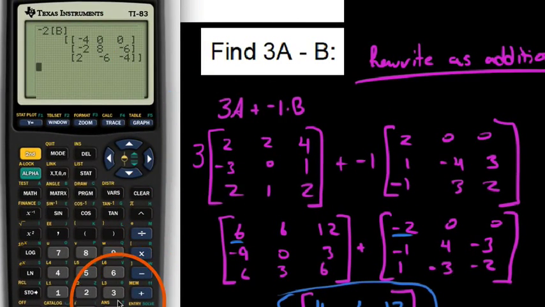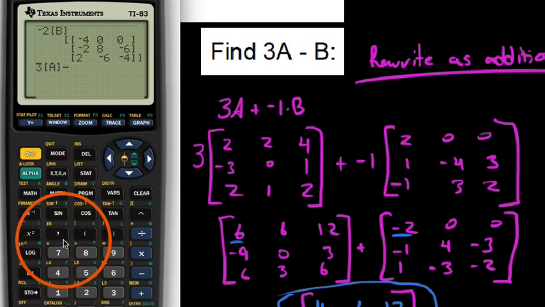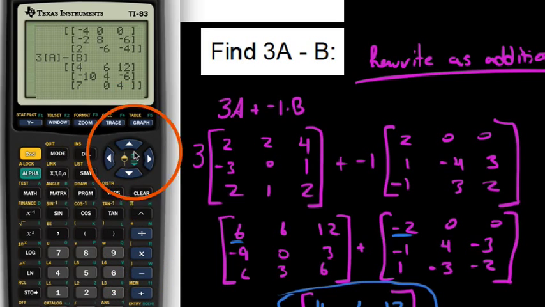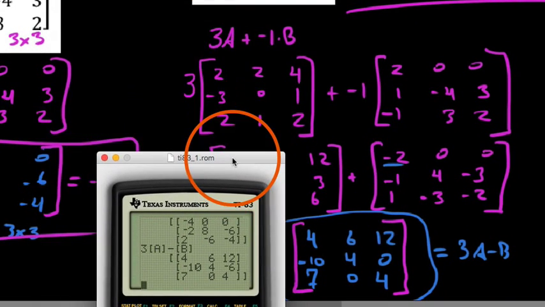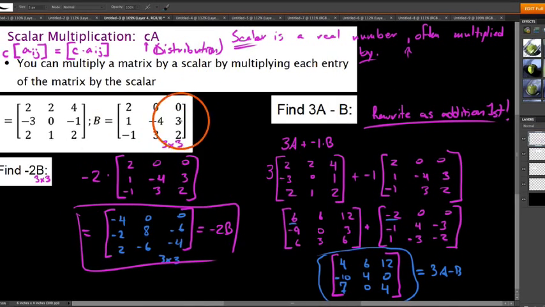Lastly, for this expression, 3A minus B, we'll go 3, pull out matrix A, and we'll say minus matrix, and we'll pull out matrix B. So 3A minus B, you can see, of course, also that we got these entries down here. So that's what we mean by scalar multiplication and how we can use it to help evaluate differences in various expressions. Cheers.